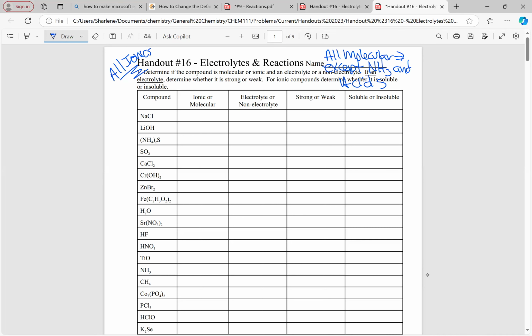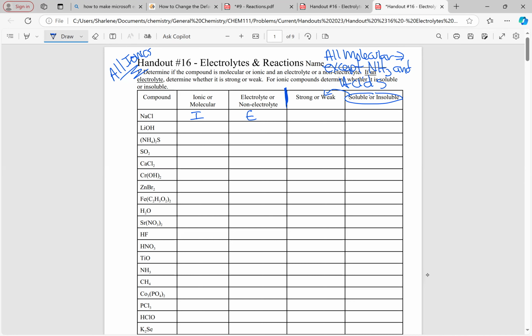Question number 1, is it ionic or is it molecular? All right, sodium chloride is ionic. Well, because of that, it is an electrolyte, because all ionics are electrolytes. Because it is an electrolyte, then I can answer these last two columns. So I need to answer this to get that one.